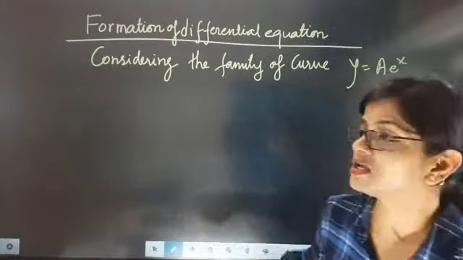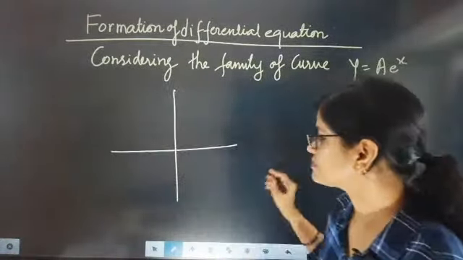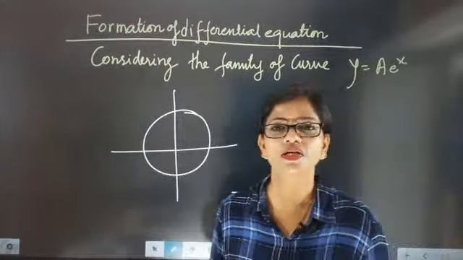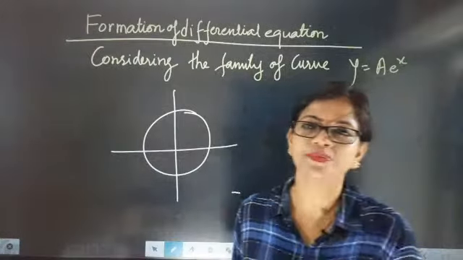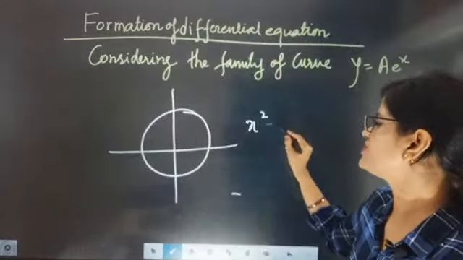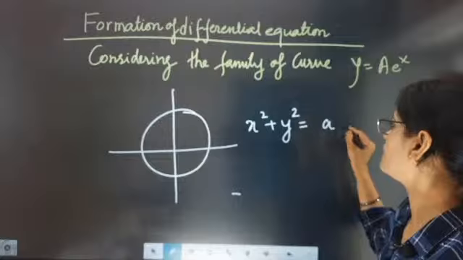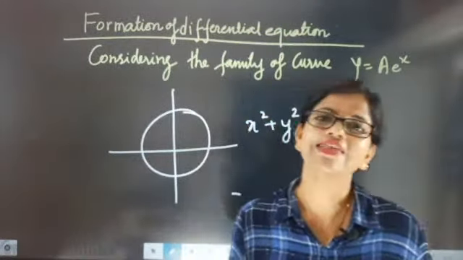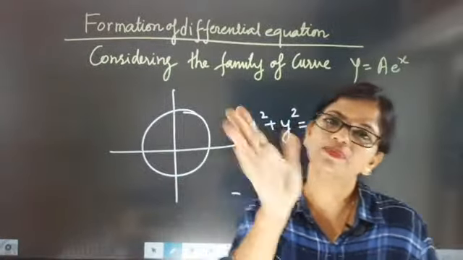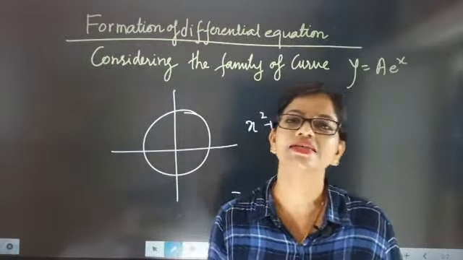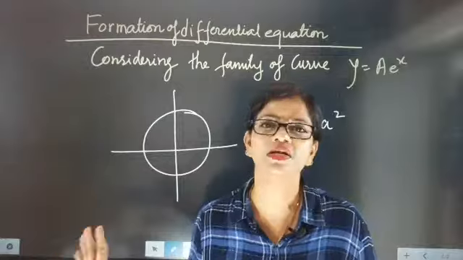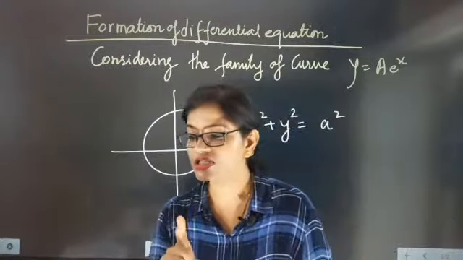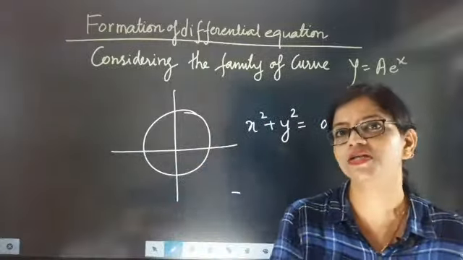Take the equation of a circle whose center is at the origin. If you take the equation of a circle whose center is at the origin, then the equation will become x square plus y square equal to a square. When I give you a specific radius, that time you will say that the radius is this one. But when I do not give you any radius and say that the radius is a constant value, that time that constant will become the parameter. Are you understanding that one?